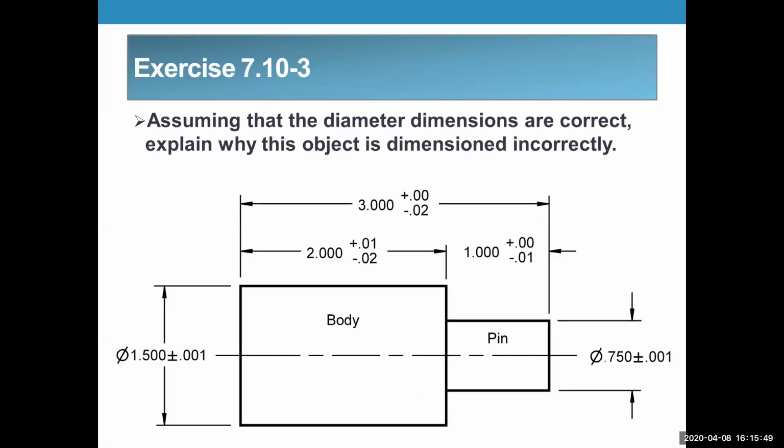So let's take a look at this. It's a shaft with two diameters on it. Assuming the diameters are okay, let's look at the linear dimensions right here. If you would, see if you can tell me what's wrong with these dimensions. We've got basically two issues here.